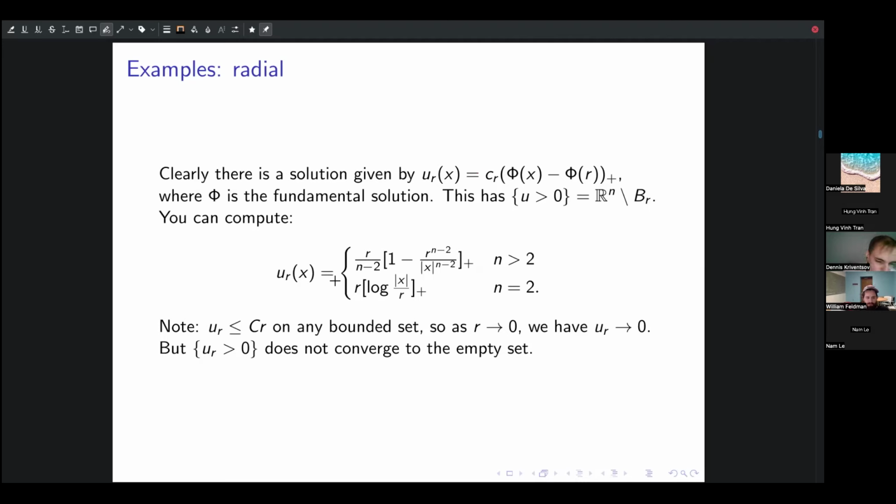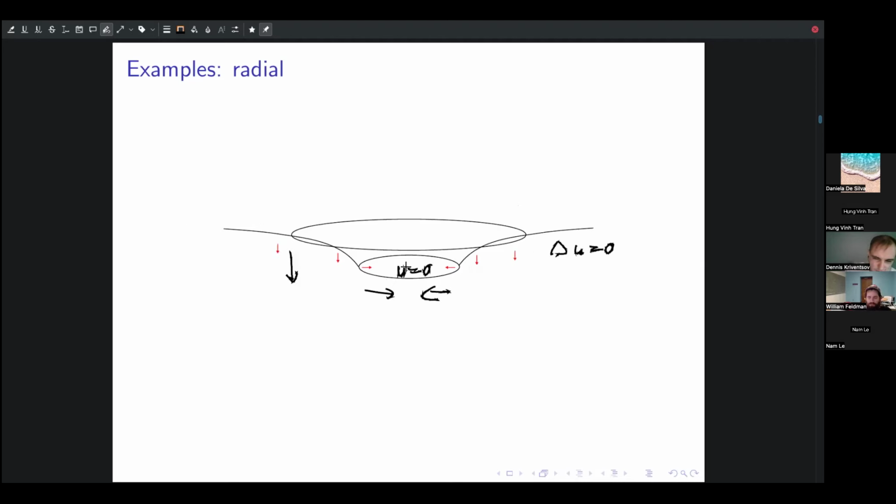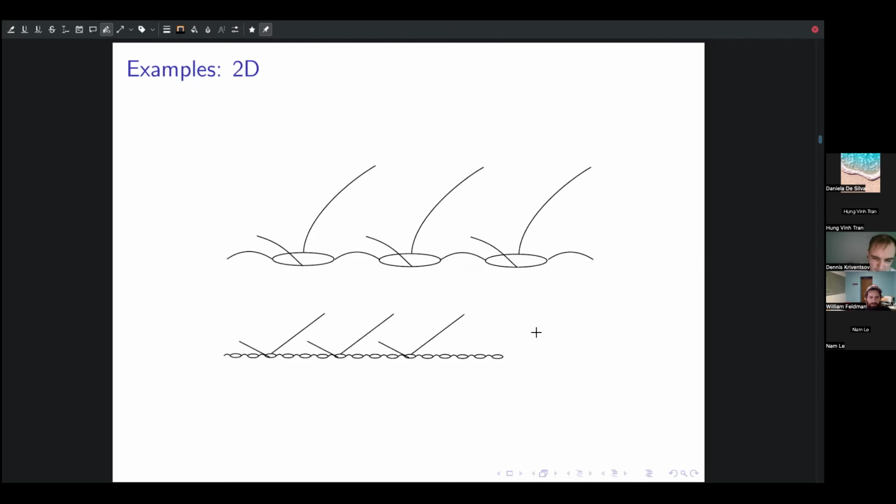It's a solution. But here, notice that the free boundary converges to a point, but the positivity set of U... so you see here, U is positive, right? But in the limit, U was just identically 0. So the limit of the positivity set is not the positivity set of the limit. Okay.